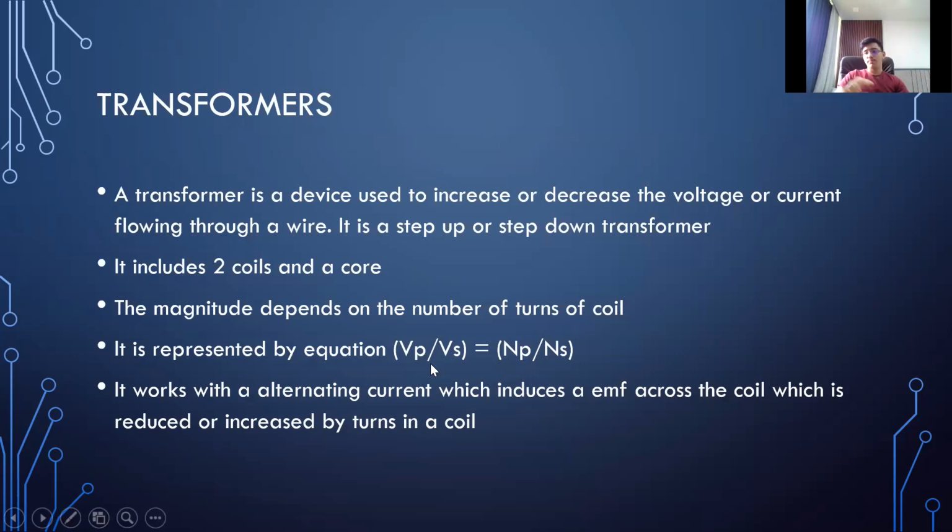The magnitude, the amount of current which is being increased or decreased, depends on the number of turns in the coil. So it is represented by the equation: voltage in primary coil divided by voltage in secondary coil is equal to the number of turns in primary coil divided by number of turns in secondary coil. This is called the transformer equation. It always only works with alternating current, which induces an EMF across the coil, which is reduced or increased by turns in a coil. So alternating current can be generated from an AC generator.